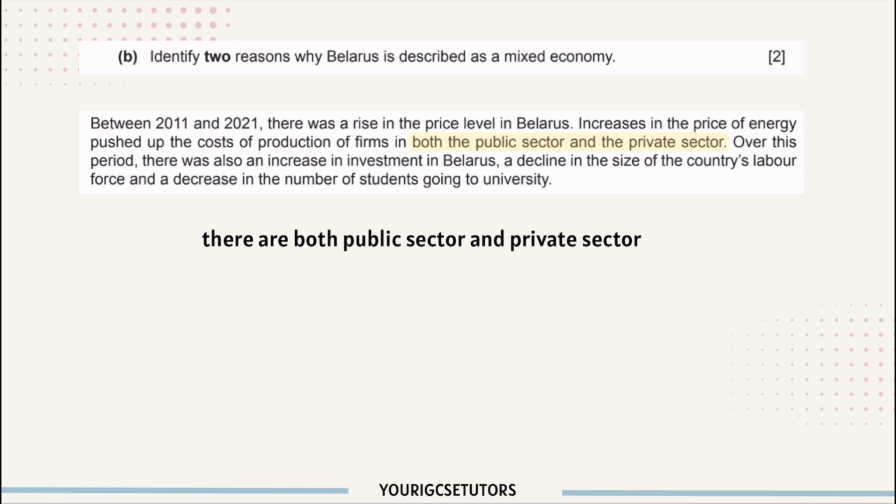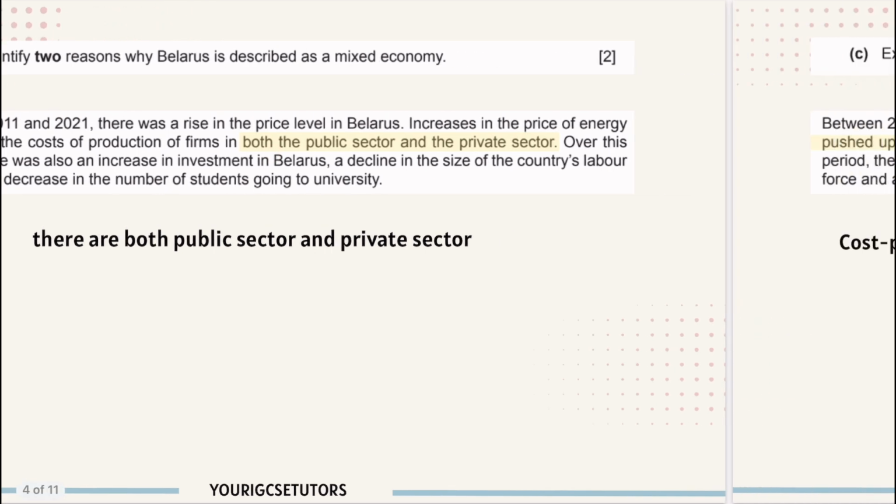Alright. Question 1B. Identify two reasons why Belarus is described as a mixed economy. So whenever you see this word mixed economy, it always refers to public sector and private sector. So the economy has both private sector and public sector. So of course the answer is here. And for your reference, where do I find this answer? It's in the article, which is highlighted in yellow color.